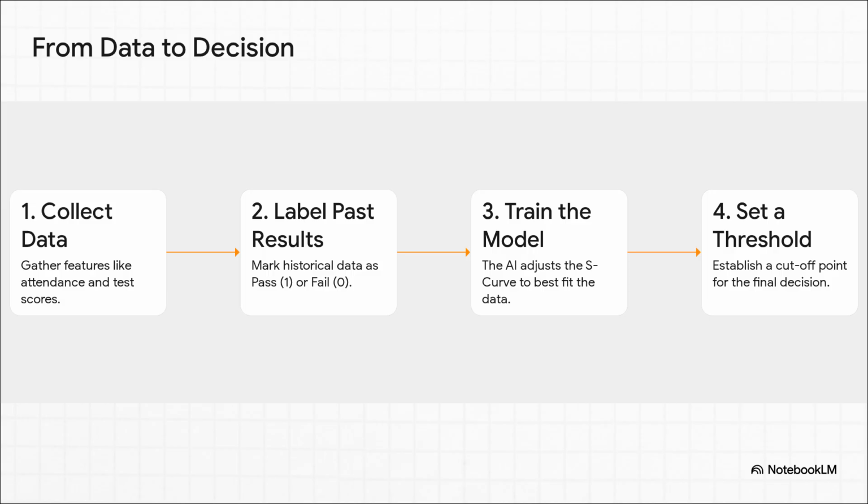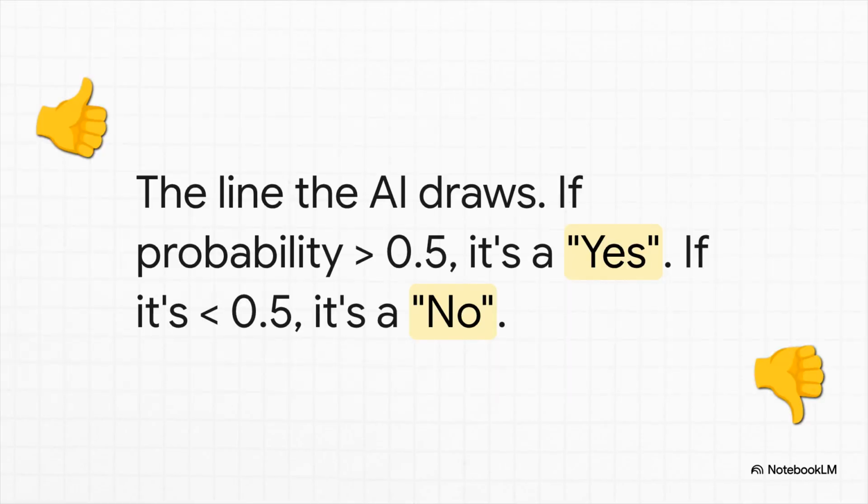Third, the model trains itself. It just keeps adjusting that S-curve over and over until it finds the one that best explains what happened in the past. And finally, and this is the most important part, we set a rule for making the final call. And that rule is called the threshold. It's the line in the sand.